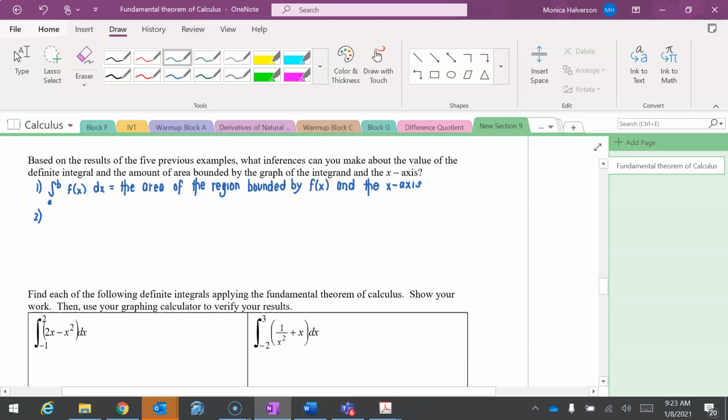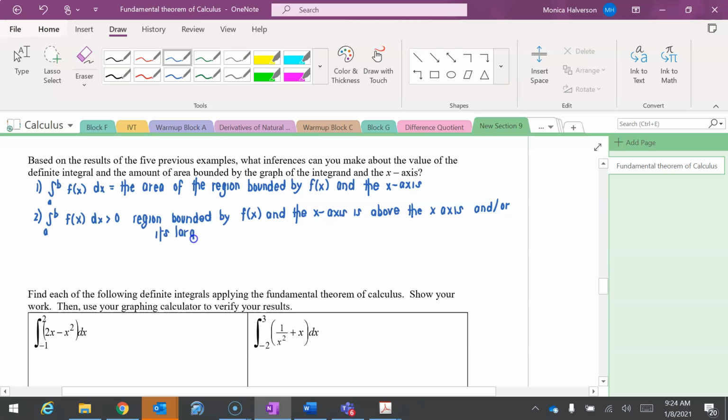The second inference we can make, which we already talked about, is if the value of our definite integral is greater than 0, we know the region bounded by the function and the x-axis is above the x-axis and/or it's larger than the region below. Okay?